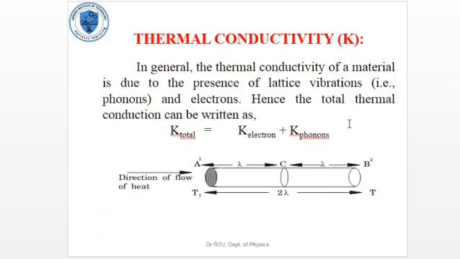In general, the thermal conductivity of a material is due to the presence of lattice vibrations and electrons. Hence, the total thermal conduction can be written as K total equivalent to K electron plus K phonons.